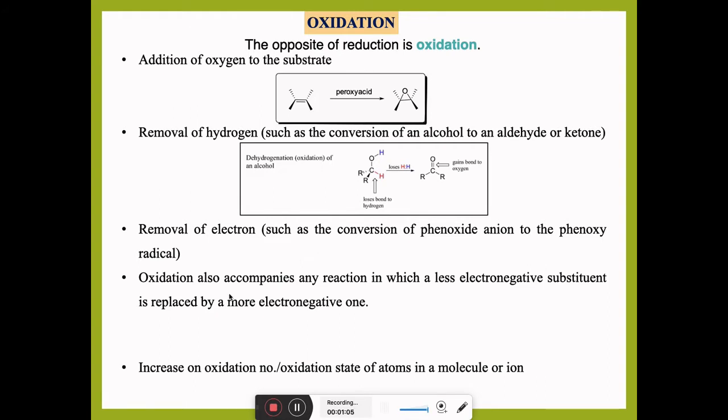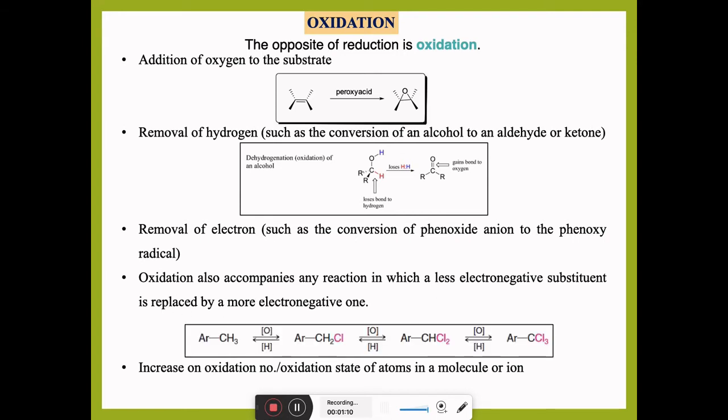Oxidation is also defined as when a less electronegative substituent is replaced by a more electronegative atom. For example, in toluene there are 3 hydrogens on the CH3, and substitution of these hydrogens one by one with chlorine atoms finally gives the replacement of all 3 hydrogens by 3 chlorines. This replacement of hydrogen by chlorine is again a type of oxidation.